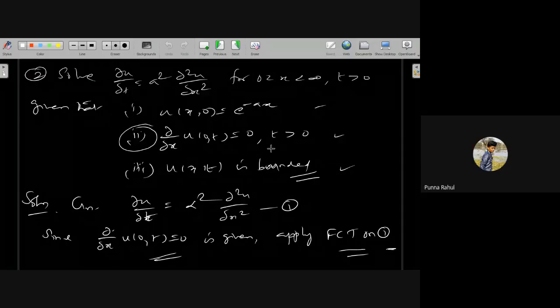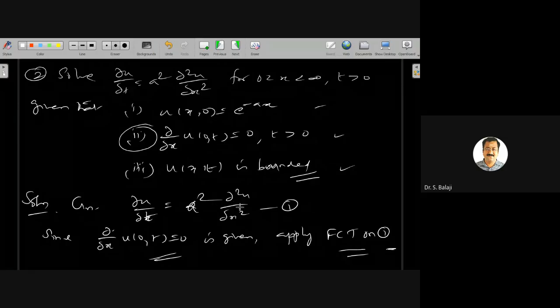Cosine transform. Very good. To apply the cosine transform, because the temperature gradient dou u by dou x at the initial point is given. Given dou u by dou t equal to a square into dou square u by dou x square. It's not alpha square, it's a square.